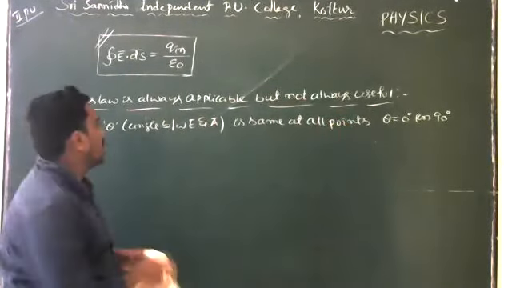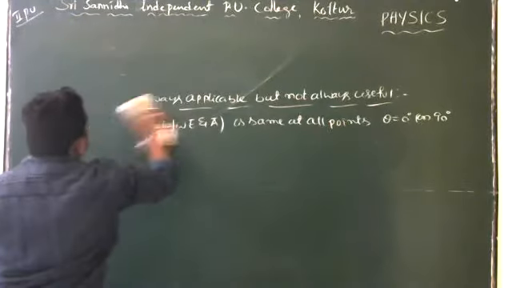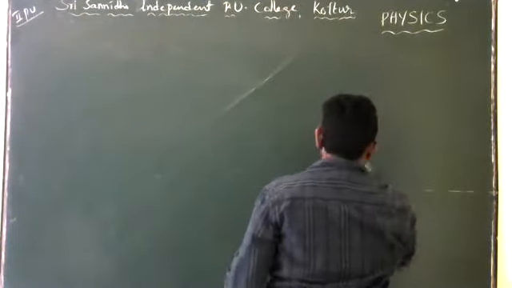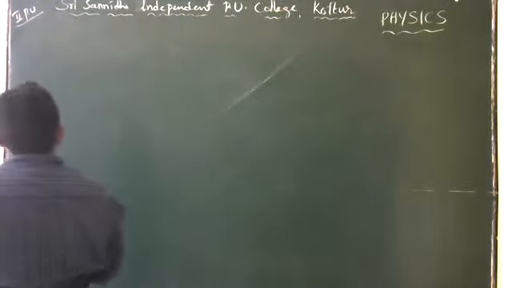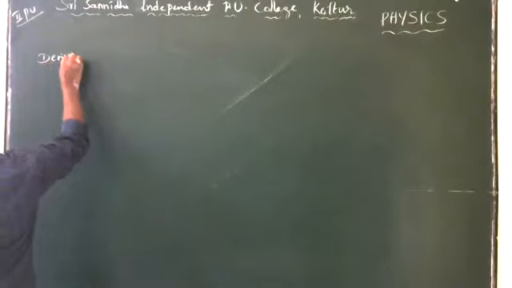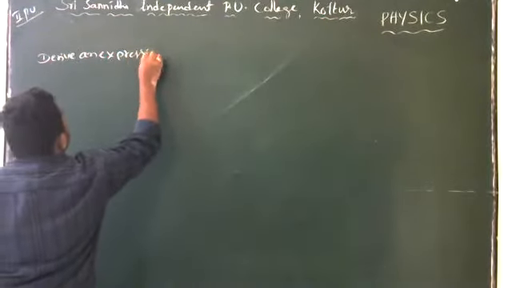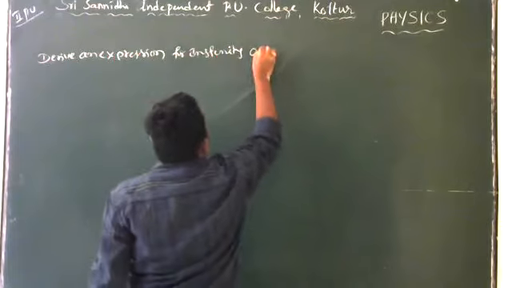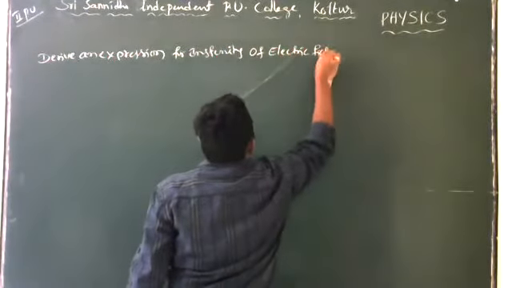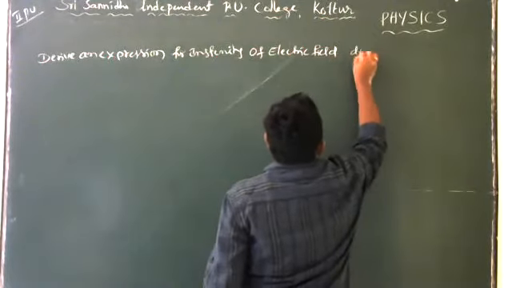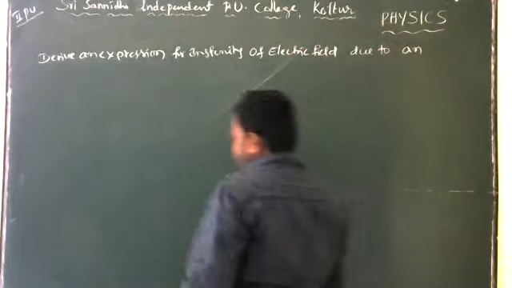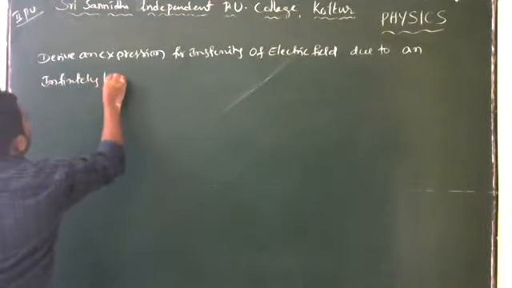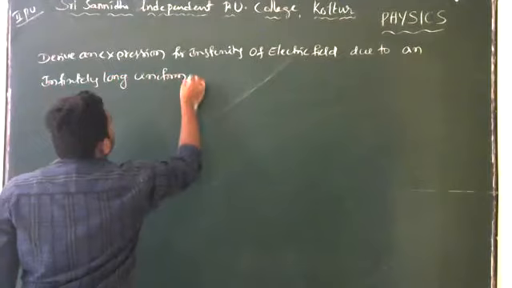So next, by using Gauss's law, we can derive the expression for the intensity of the electric field due to an infinitely long uniformly charged wire. This is also a very, very important question, for 5 marks. By using Gauss's law, derive an expression for the intensity of the electric field due to an infinitely long uniformly charged wire.